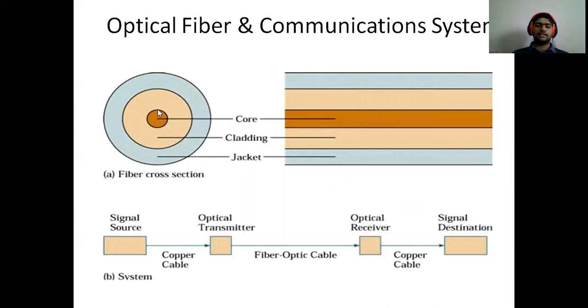Given here is an example of the structure of an optical fiber. The center one is called the core, which is surrounded by a layer called cladding, which is surrounded by a jacket. This jacket provides rigidity to the core. Next, the system. The signal source is connected to the optical transmitter with a copper cable. The optical transmitter is connected to the optical receiver with a fiber optic cable. The optical receiver is connected to the signal destination with a copper cable.